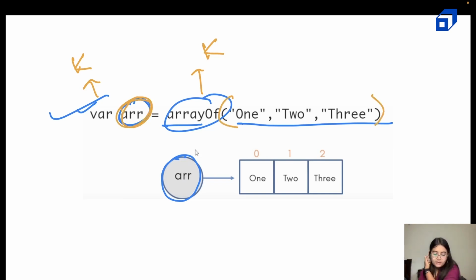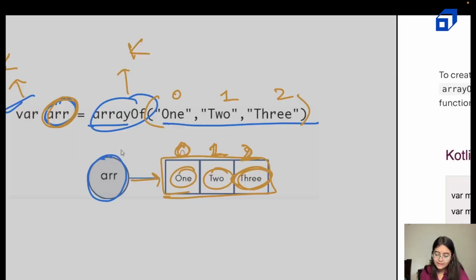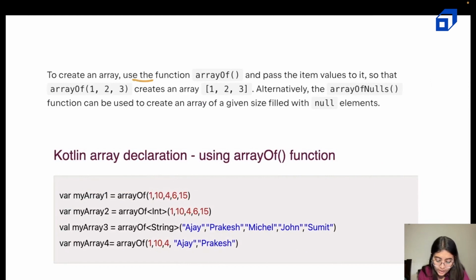These are not keywords. So it's as simple as it looks. So here what will be done? 0 index, 1 index, 2 index, 0 index, 1 index, 2 index. At 0 index the value is 1, at 1 index the value is 2, at 2 index the value is 3. Okay, to create an array, use the function arrayOf and pass the item values to it, so that arrayOf(1, 2, 3) creates an array 1, 2, 3.